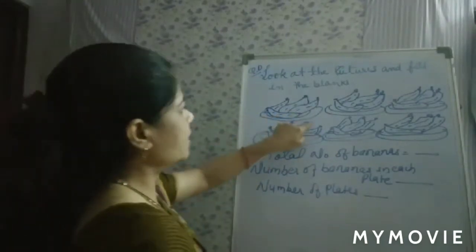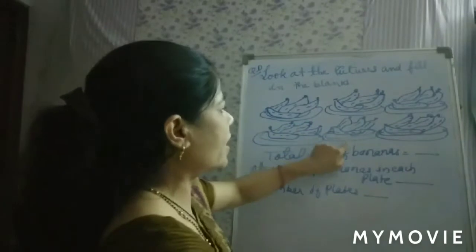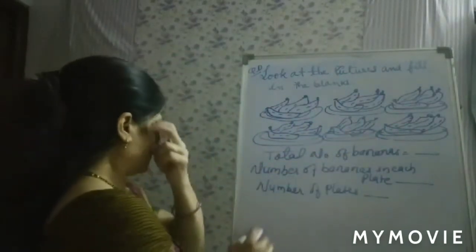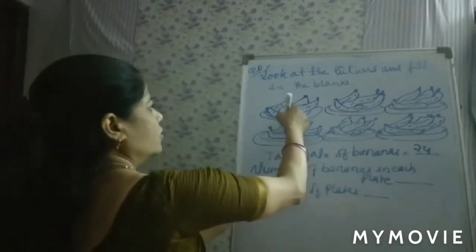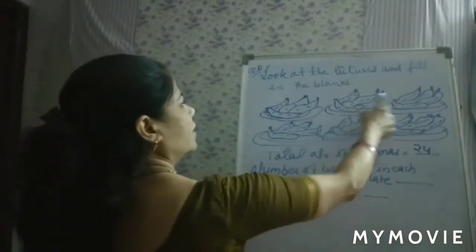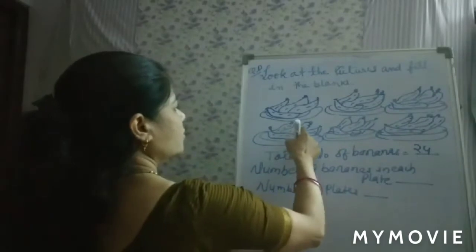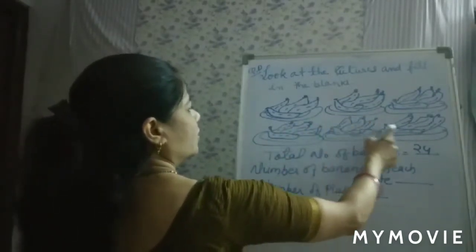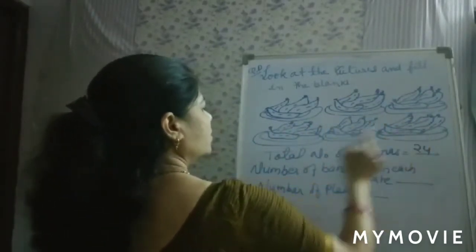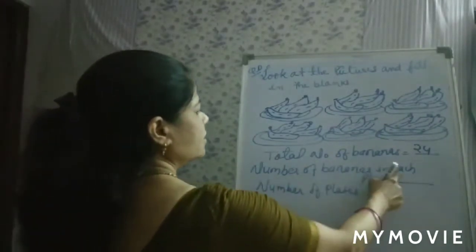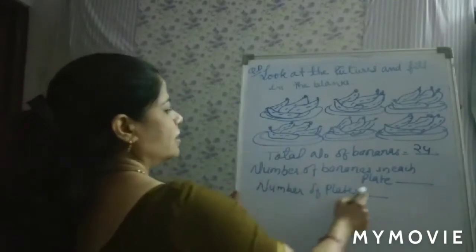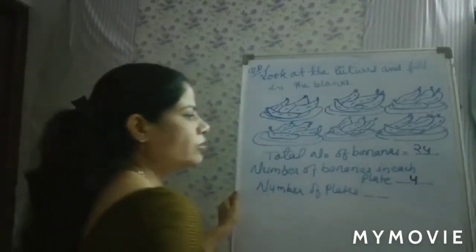And how many plates are here? 1, 2, 3, 4, 5, 6. Means total number of bananas will be 24. 1, 2, 3, 4, 5, 6, 7, 8, 9, 10, 11, 12, 13, 14, 15, 16, 17, 18, 19, 20, 21, 22, 23, 24. So total number of bananas is 24. Number of bananas in each plate. One plate has 4 bananas. So the answer is 4.